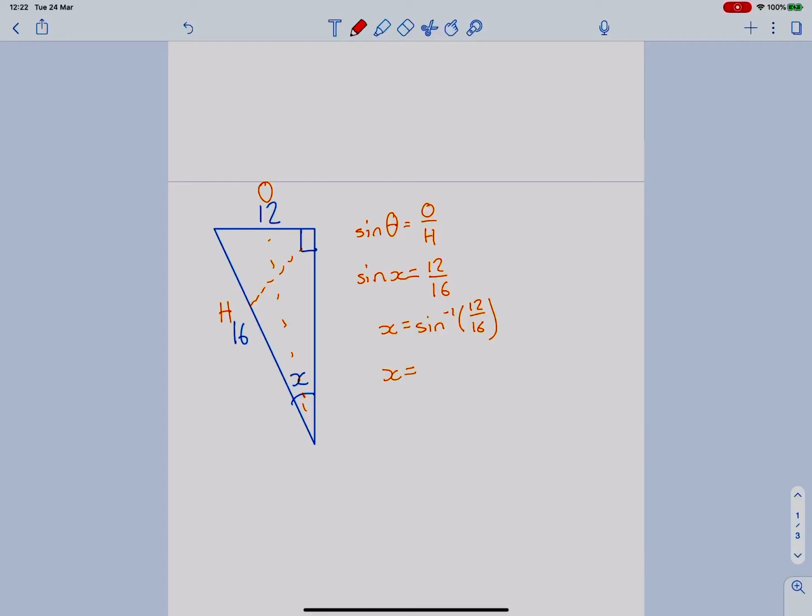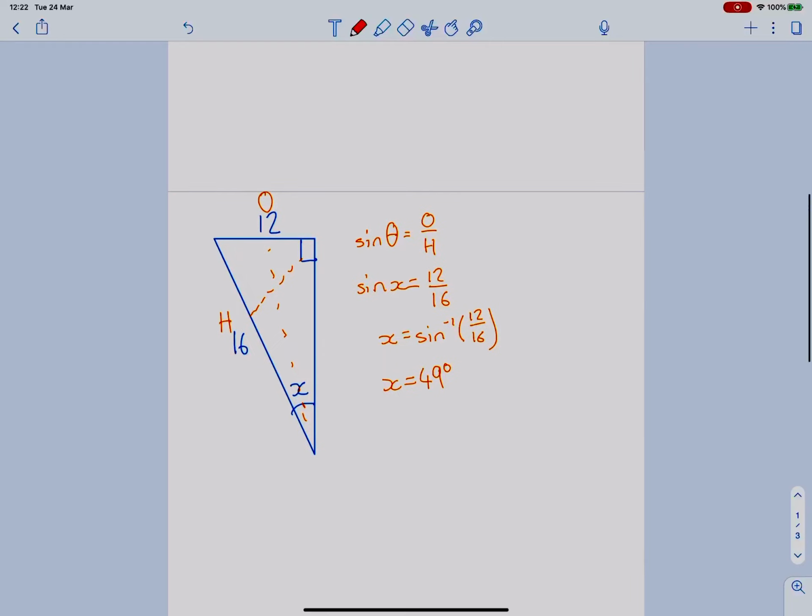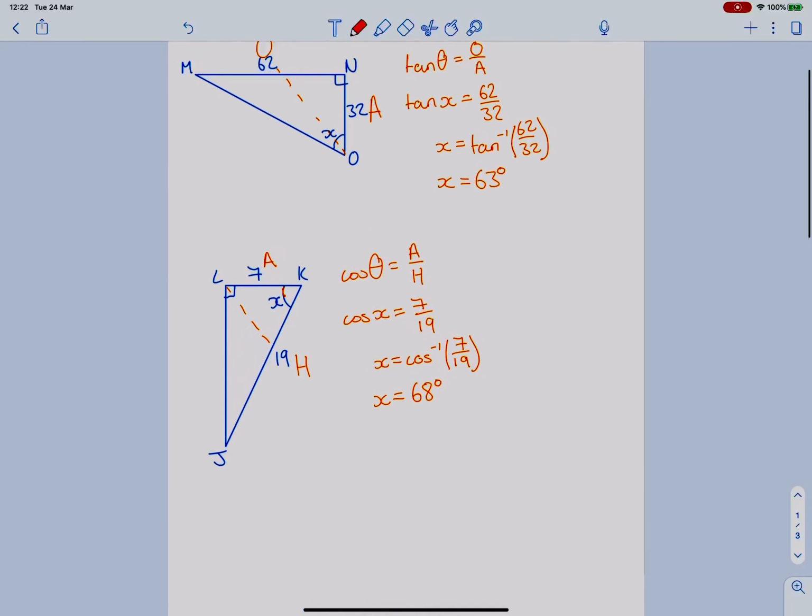X equals, on your calculator, press shift and then sine. Press the bracket, press the fraction button, type in 12 over 16. Close the brackets, equals, write it to the nearest degree. So to the nearest degree, that's 49 degrees. And that's exactly what you're doing for task 5, just finding the missing angle.